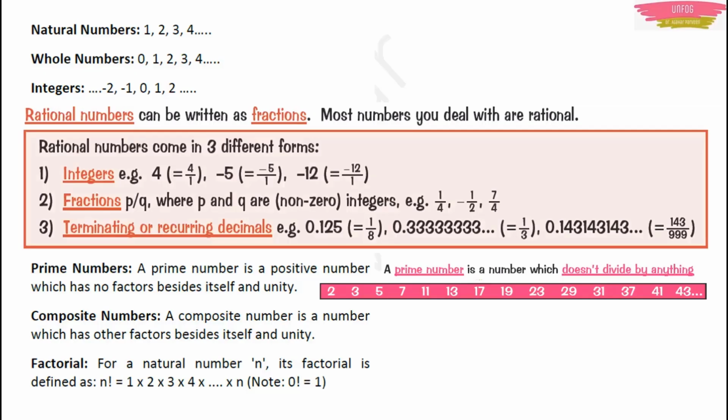See, for example, if you have 3 factorial, you write 1 into 2 into 3. If you have 5 factorial, you write 1 into 2 into 3 into 4 into 5. Then you multiply all those. That answer will be the value of that factorial. Okay. And note that 0 factorial is 1. This you should remember.